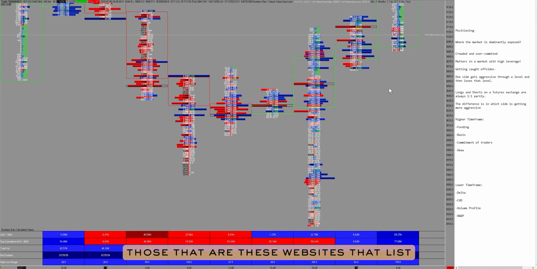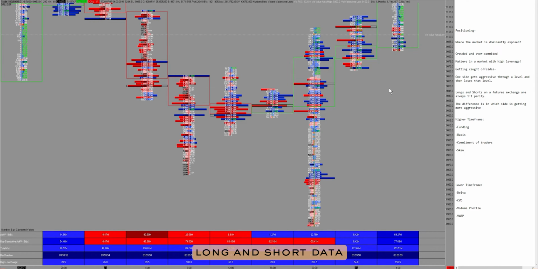But then there are those websites that list long and short data. I just want to cover that because longs and shorts on futures exchanges are at parity. Just to clear the air, for every long there is a short, but you do have to remember there are different types of longs and shorts.